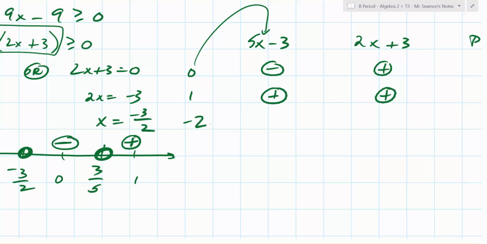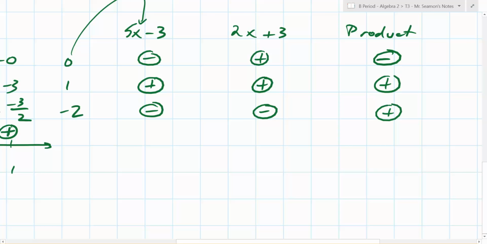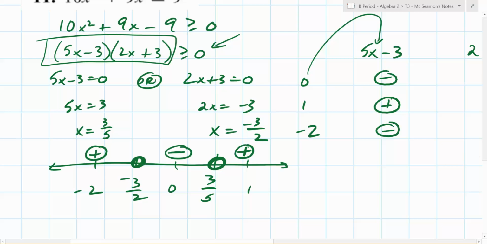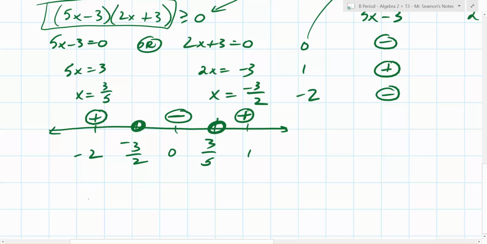Plug in -2. When you plug in -2, what do you get? Negative or positive? Negative and negative. So it's going to be positive. So this question is asking, where is it greater than 0? Can someone tell me where it is greater than 0? So it's going to be negative infinity to negative 2, union 3/5 to infinity.